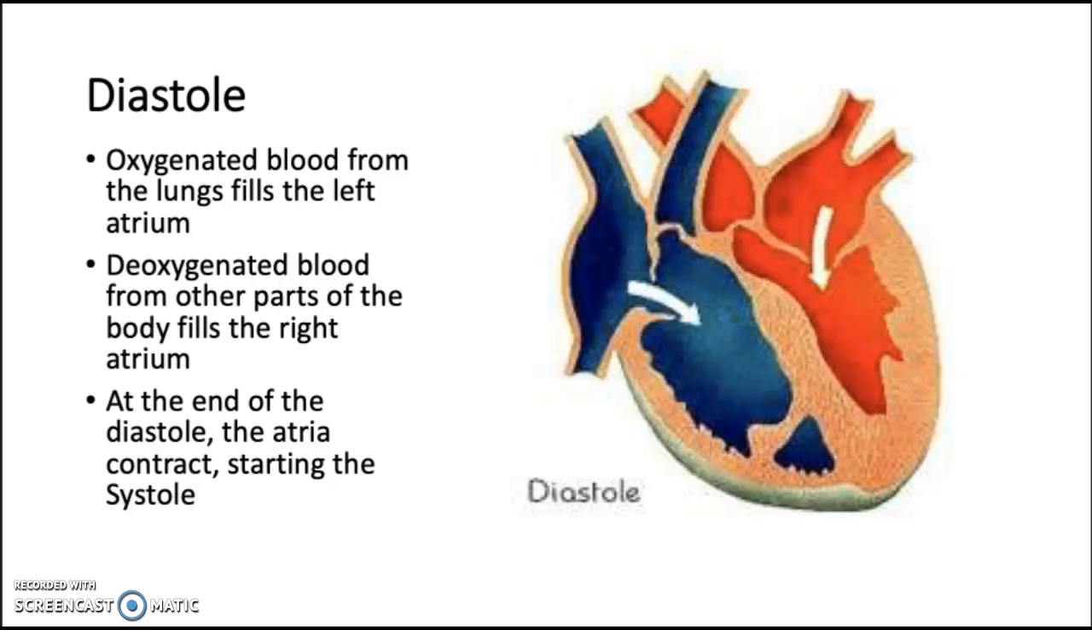On this one, the diastole, oxygenated blood from the lungs fills the left atrium. Deoxygenated blood from other parts of the body fills the right atrium. At the end of the diastole, the atria contract, starting the cycle.